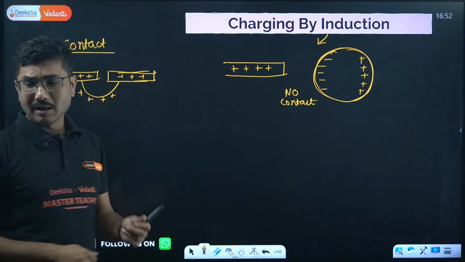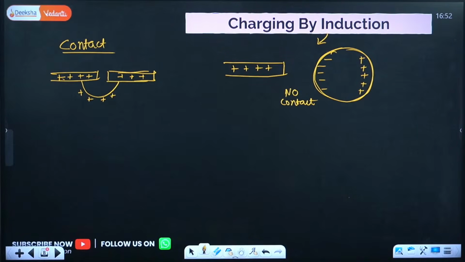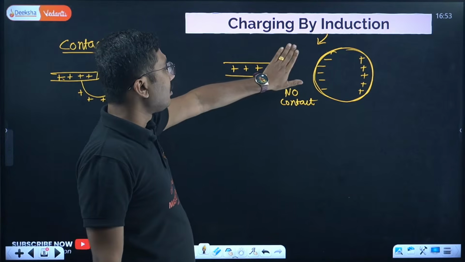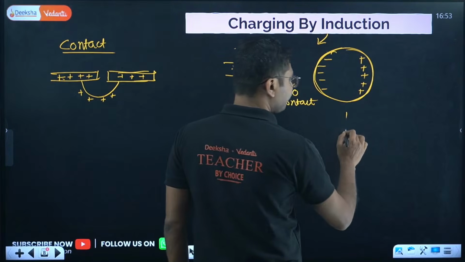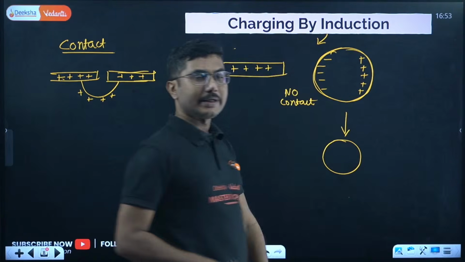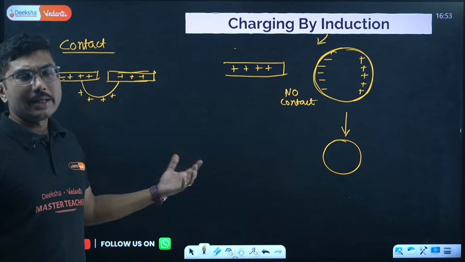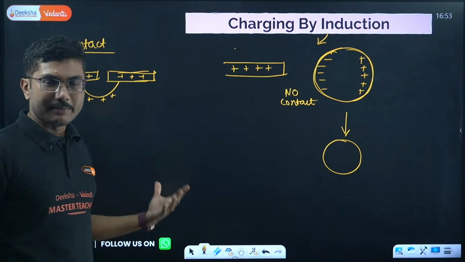Now there was a PU level question where it was asked what will happen if you remove this positive charge. If you remove this positively charged object, the original object will go back to its original state, that is, neutral. But that is not our goal. We want to keep this object charged.